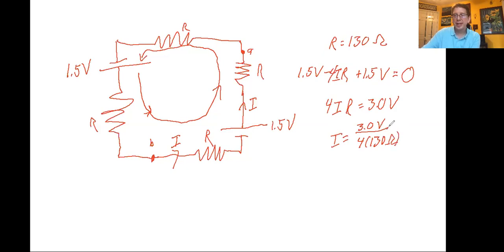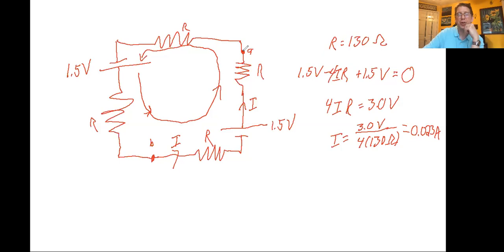So this tells us the current, at least to 2 significant figures. And so that's 0.023 amperes, or 23 milliamps. But that doesn't solve the problem. You're trying to figure out the voltage between point A and point B.